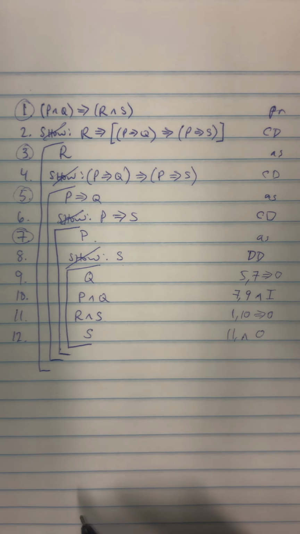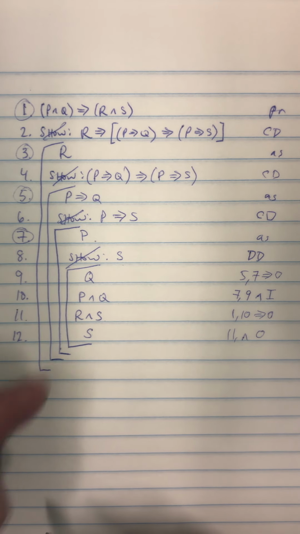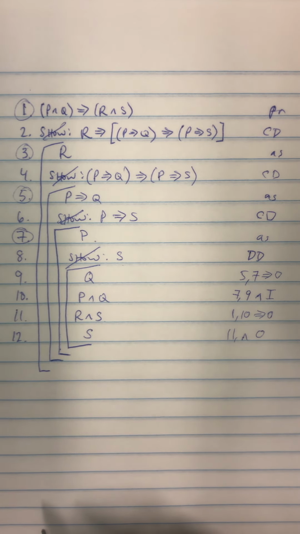And that's the end of the proof. So it's really, on this one, a lot about the setup of the proof, setting up those show lines and the conditional derivations. The actual derivation itself follows pretty quickly.